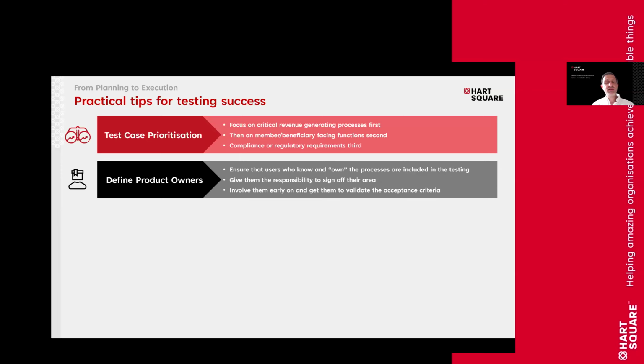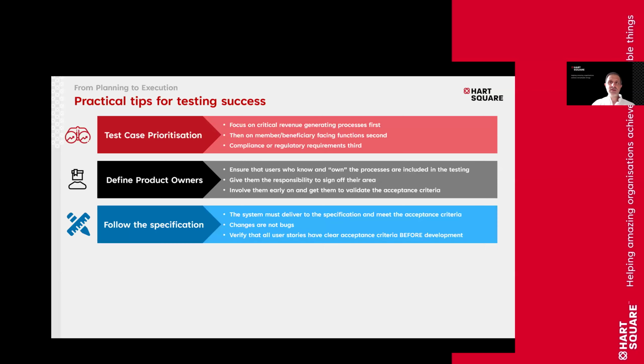Give them the responsibility to sign them off. That means that they will validate that it's working and it works to their expectations or to the specification they hopefully contributed to at the beginning of the project, and involve them early on and get them to validate the acceptance criteria. It's really important that your product owners, your subject matter experts, your champions look at the acceptance criteria as early as possible and say whether they're happy with it or not. If they're not happy with it, spend the time to get that addressed. If that costs you a little bit more with your technology partner, I promise you it will generate a better result before you get to UAT.